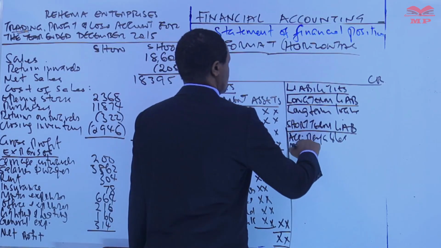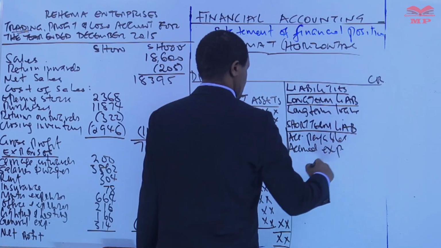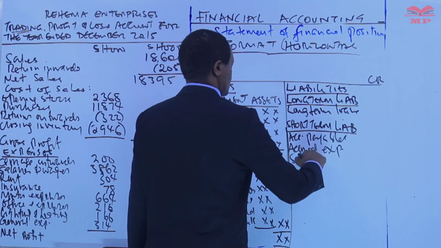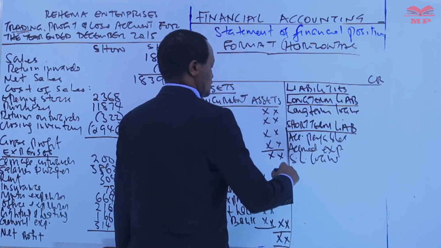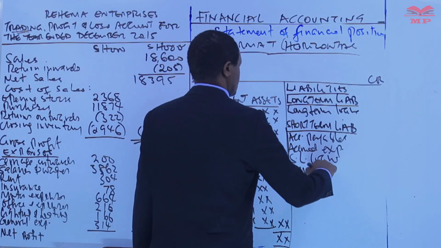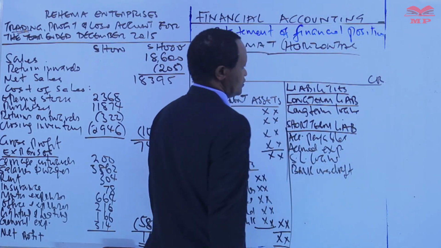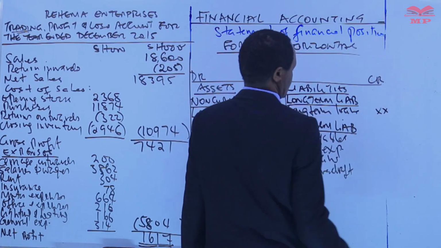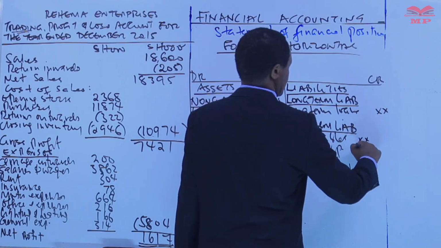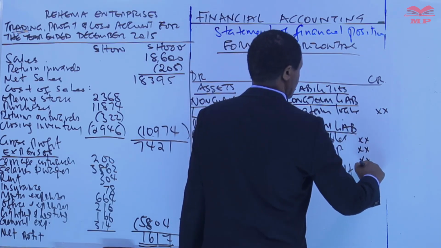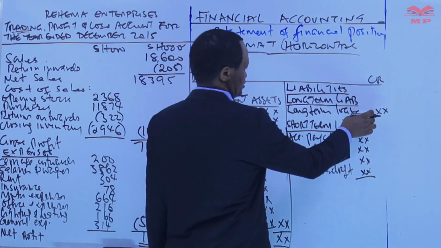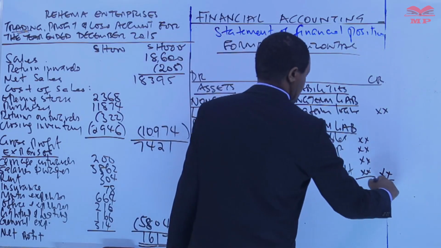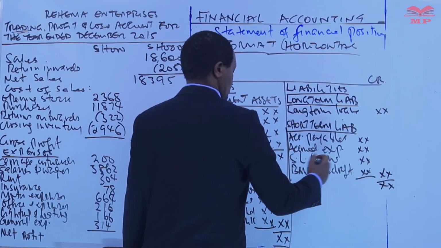Accrued expenses. There are short-term loans, bank overdrafts, and so on. So these are liabilities. So we have the current liabilities here. We add the current liabilities. These current liabilities are added to the long-term liabilities. So here we have total liabilities.